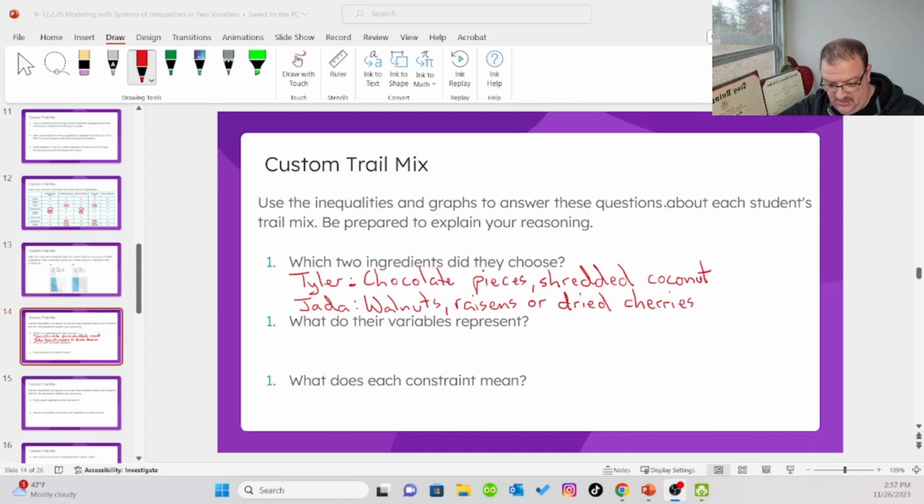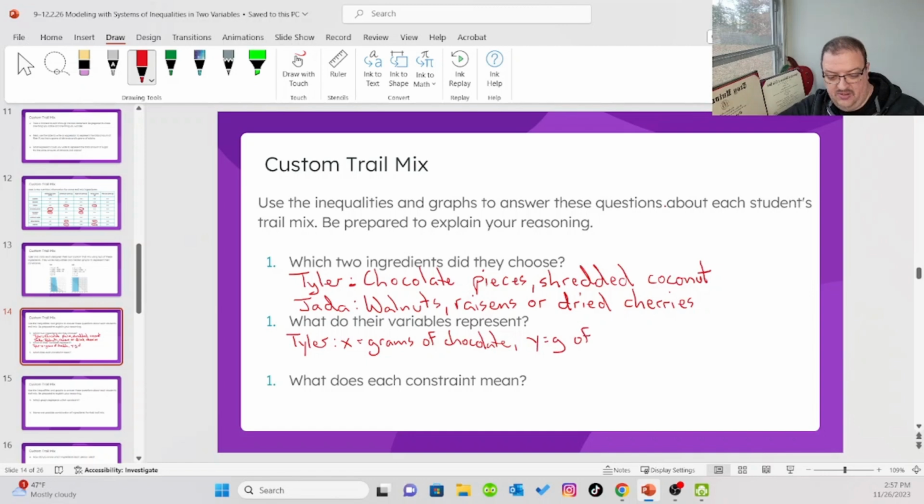So for Tyler, X is grams of chocolate, Y is grams of coconut, and for Jada, W is grams of walnuts, and Z is grams of raisins or cherries.